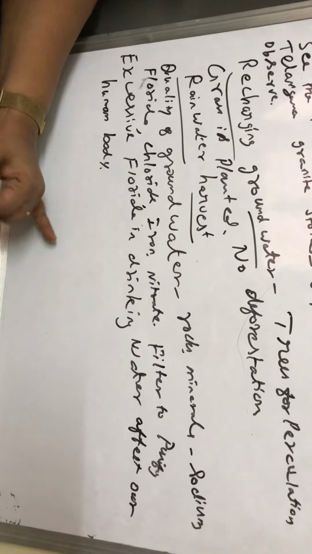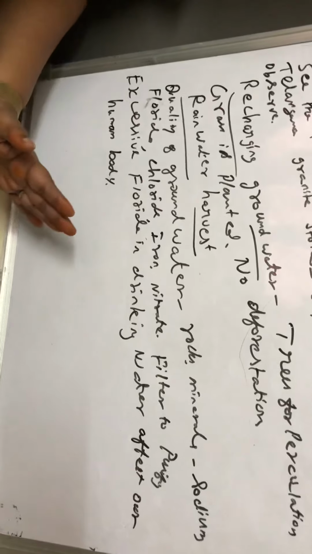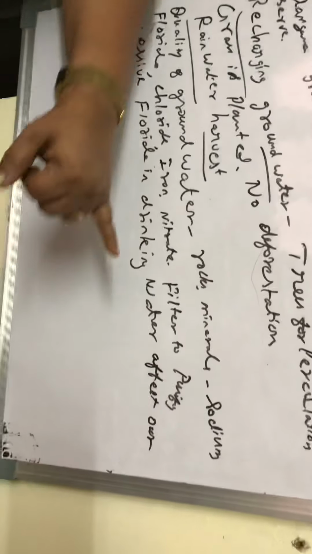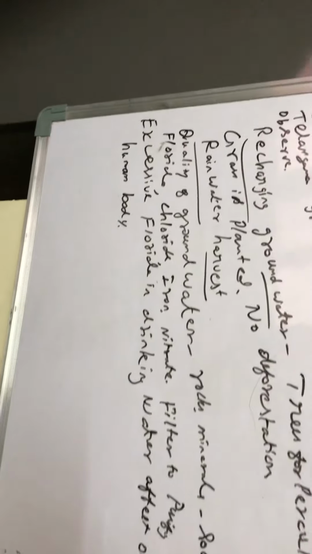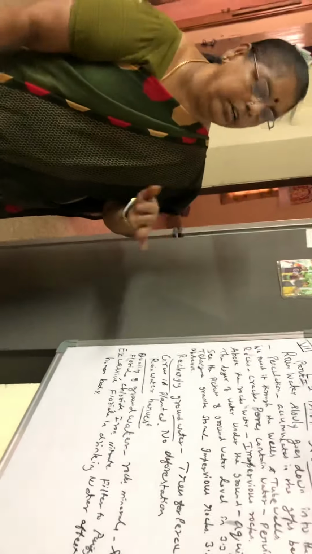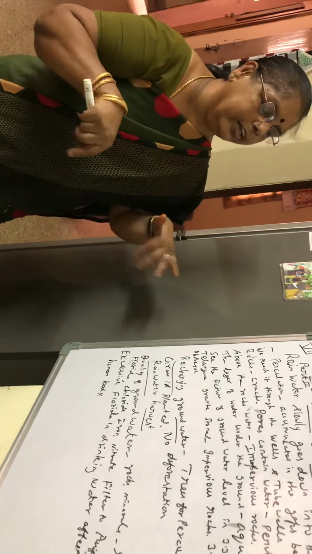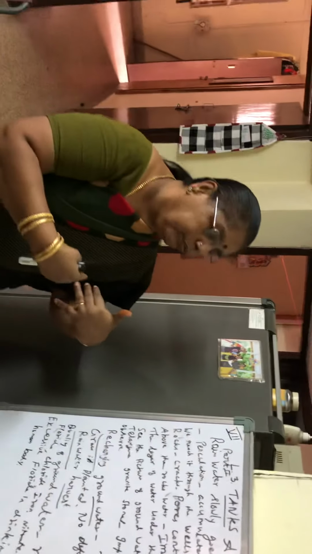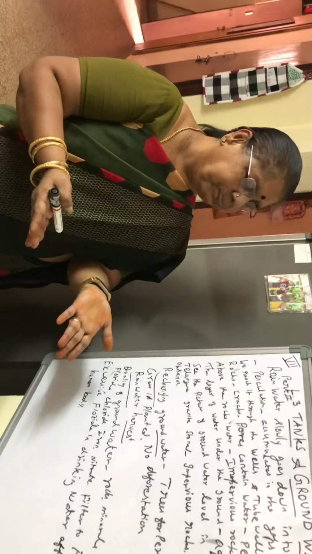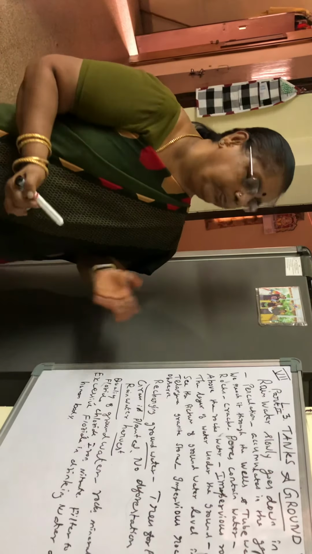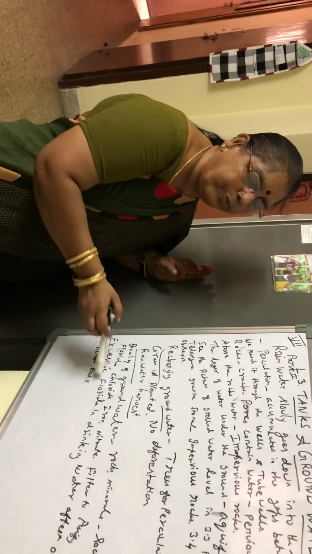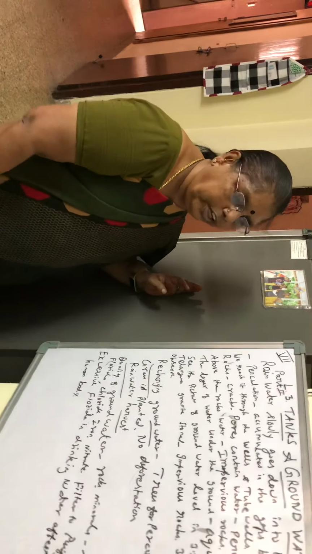Excessive fluoride in drinking water will affect our human body. You can see one girl, how she is affected: her legs and hands are in a folded shape. She cannot make them straight or erect. Like that, excess fluoride in the drinking water will affect us.